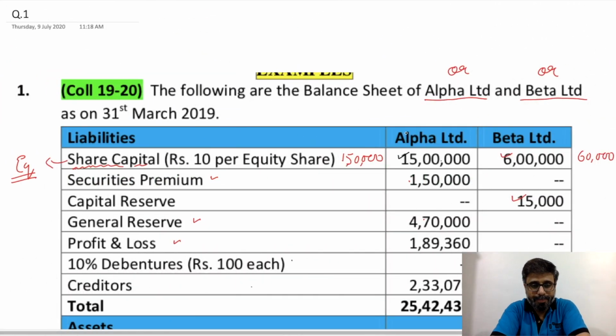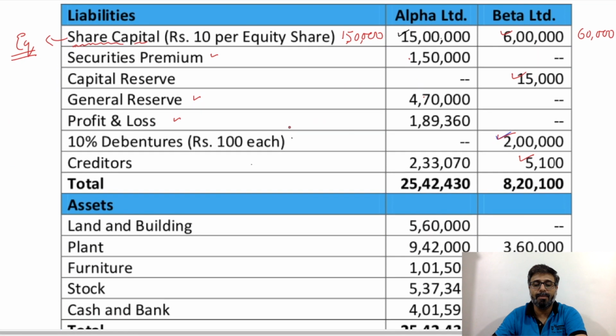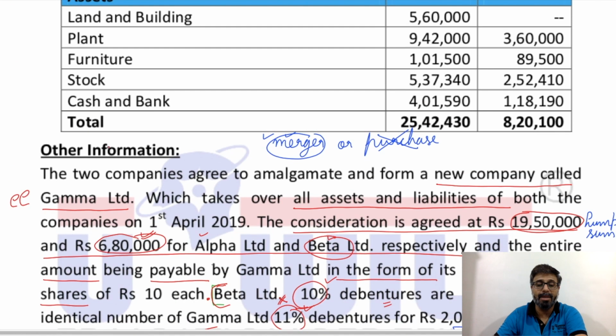Hello students, welcome to the second part of the lecture of question 1. In the last lecture in question 1, we studied the entries in the books of transferor companies Alpha and Beta. Now, in the same question, we will see the entries in the books of the transferee company, that is Gamma Limited.